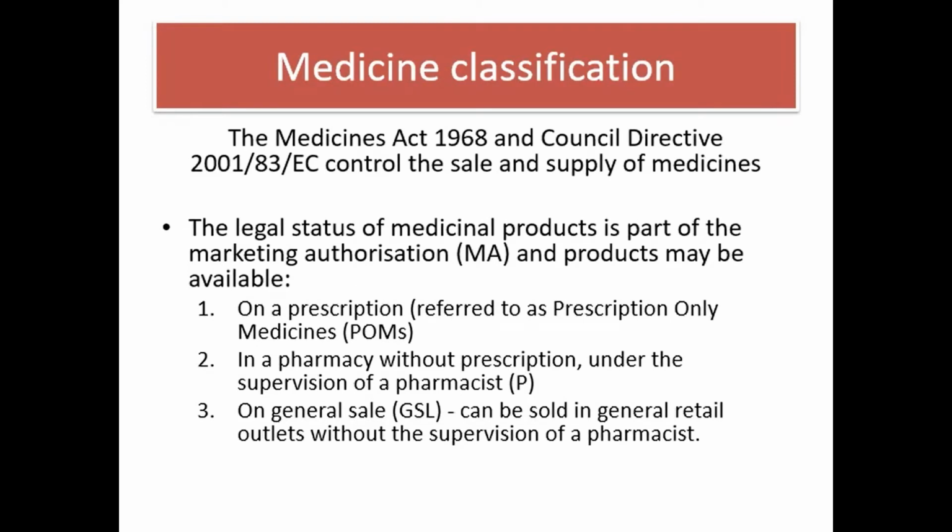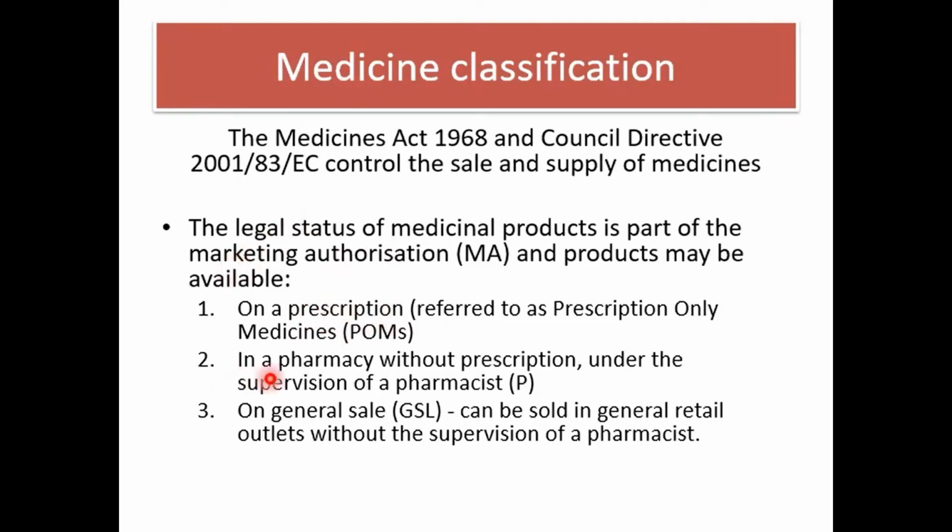In terms of the medicines classification, the legal status of medicinal products is part of the marketing authorization, and that affects how products are categorized, but also how they are available and where you can obtain these medicines. For example, you may only be able to obtain a product on a prescription, and most of these products are referred to as prescription-only medicines, i.e., kept within the dispensary of a pharmacy, and you can only obtain them if you have a valid prescription.